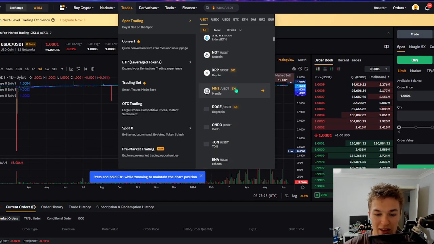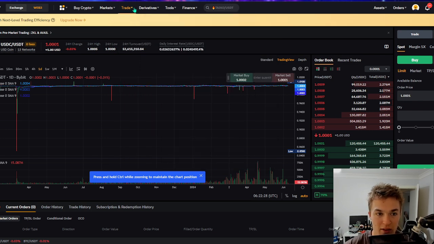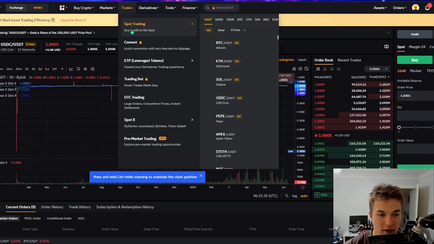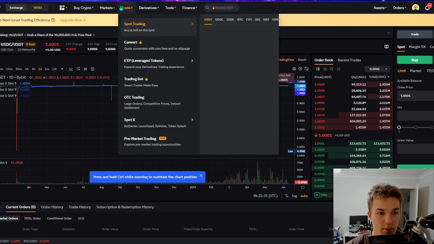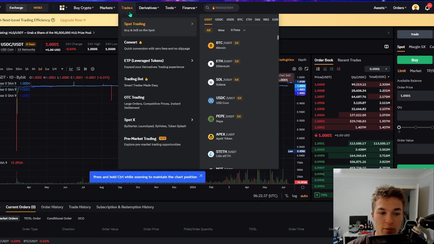Anyway, you can see there's lots and lots of different options. You can see just where the scroll wheel is, right? There's hundreds of cryptocurrencies to spot trade in which you actually buy the asset. So that is an option for trading.